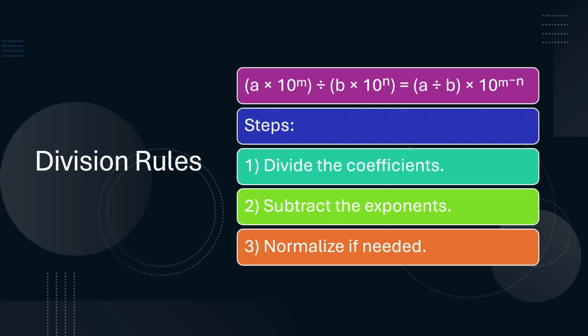Okay, so m is the exponent of the first scientific number, and n is the exponent of the other one. So we're going to subtract the two and divide the coefficients. The steps that we're going to follow are the following. Number one, divide the coefficients. Number two, subtract the exponents. And lastly, normalize if needed.